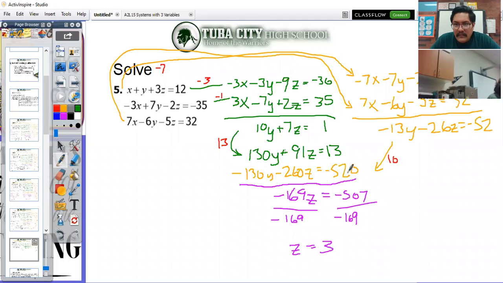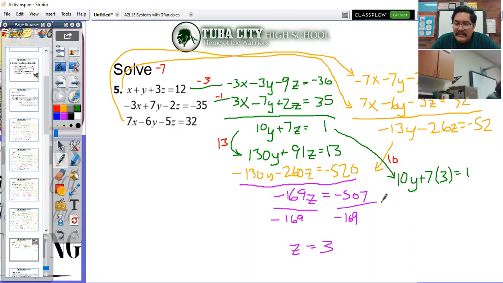Now I need to put this into one of these equations, and I'm going to go with this one right here. I mean, look at how small the numbers are. That's going to be super easy to work with. At least I think so. 10y plus 7 times 3 equals 1. This should help me get it pretty easily.